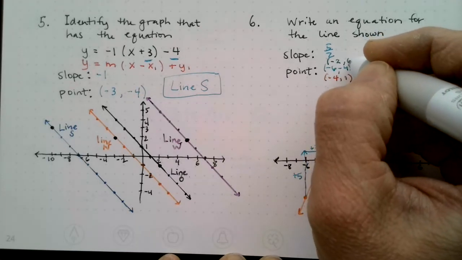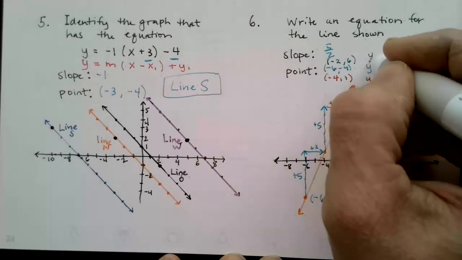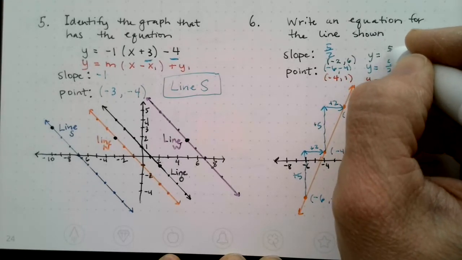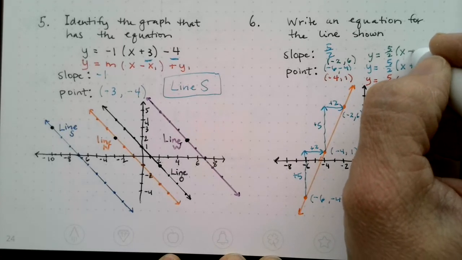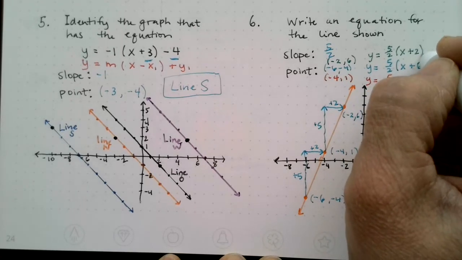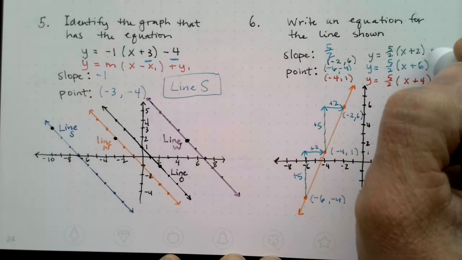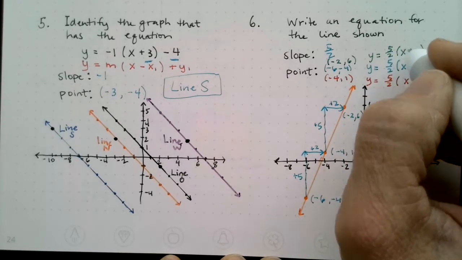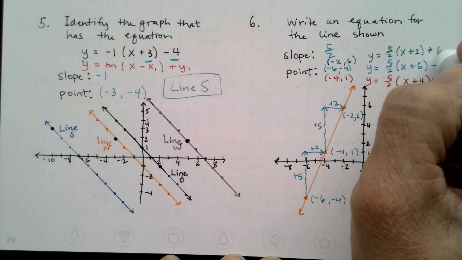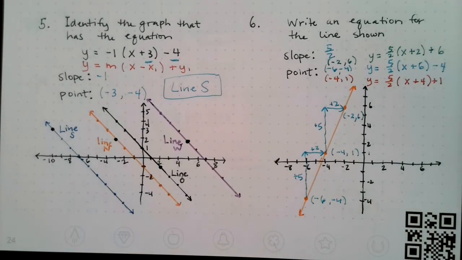-2, 6 is the point that we're thinking of, and that would be y equals 5/2. X minus -2 makes x +2 in our parentheses, and then it would be plus this y value, which is 6. So these are three possible equations for this line. You could use all of them or any of them. You only have to give one.